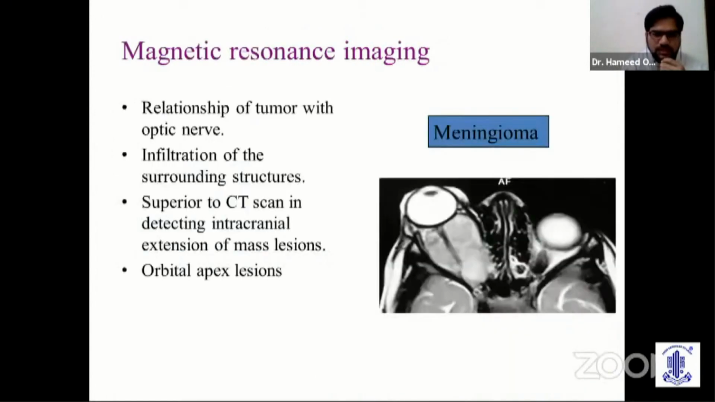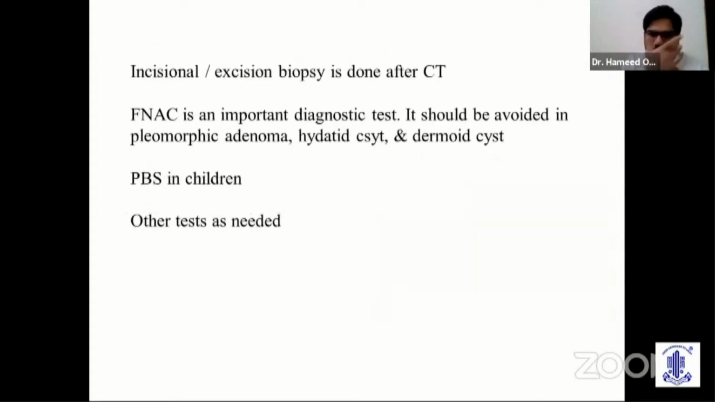And MRI finally is very, very important if you are looking for a lesion within the orbital apex, or if it is an optic nerve tumor like optic nerve glioma or optic nerve meningioma. This will give better information than a CT scan. Then you have incisional or excisional biopsy that will help us in diagnostic circumstances. Then FNAC is also an important diagnostic test, but you should know when to avoid it, like in pleomorphic adenoma, hydatid cyst, or a dermoid cyst. Peripheral blood smear again is very important in children to rule out leukemia.